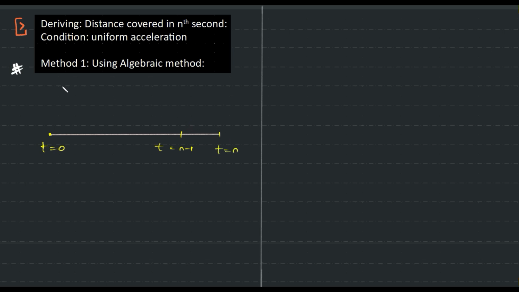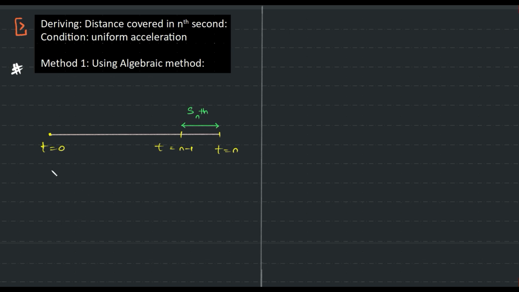This is the displacement of the object at nth second. So this is the funda. This is what we are looking at. We are trying to calculate this value.